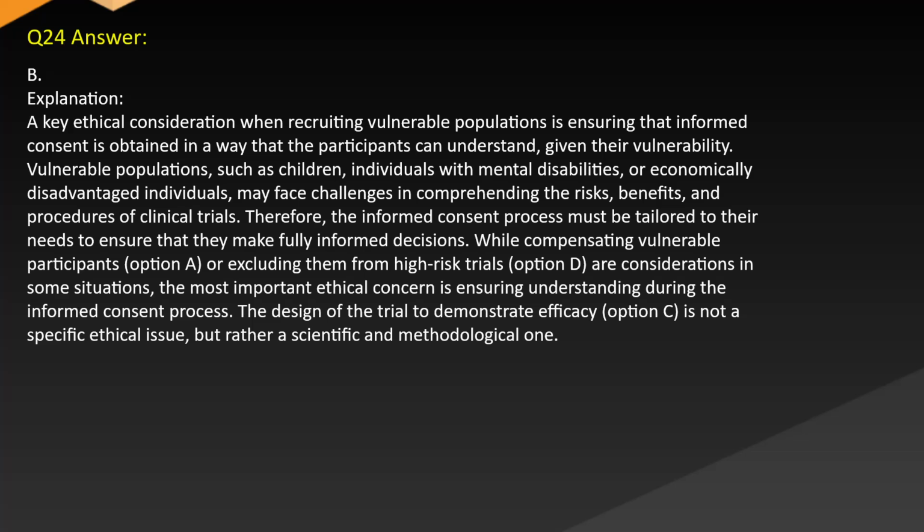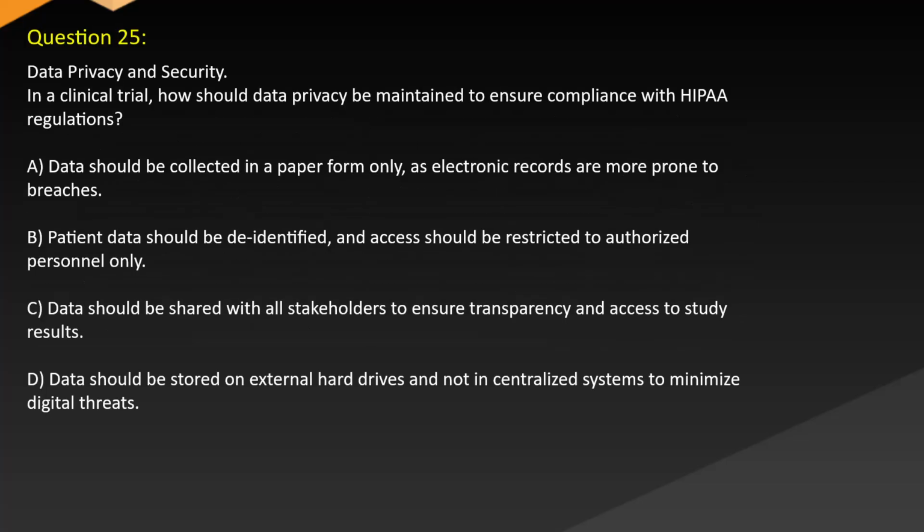While compensating vulnerable participants, option A, or excluding them from high-risk trials, option D, are considerations in some situations, the most important ethical concern is ensuring understanding during the informed consent process. The design of the trial to demonstrate efficacy, option C, is not a specific ethical issue, but rather a scientific and methodological one.